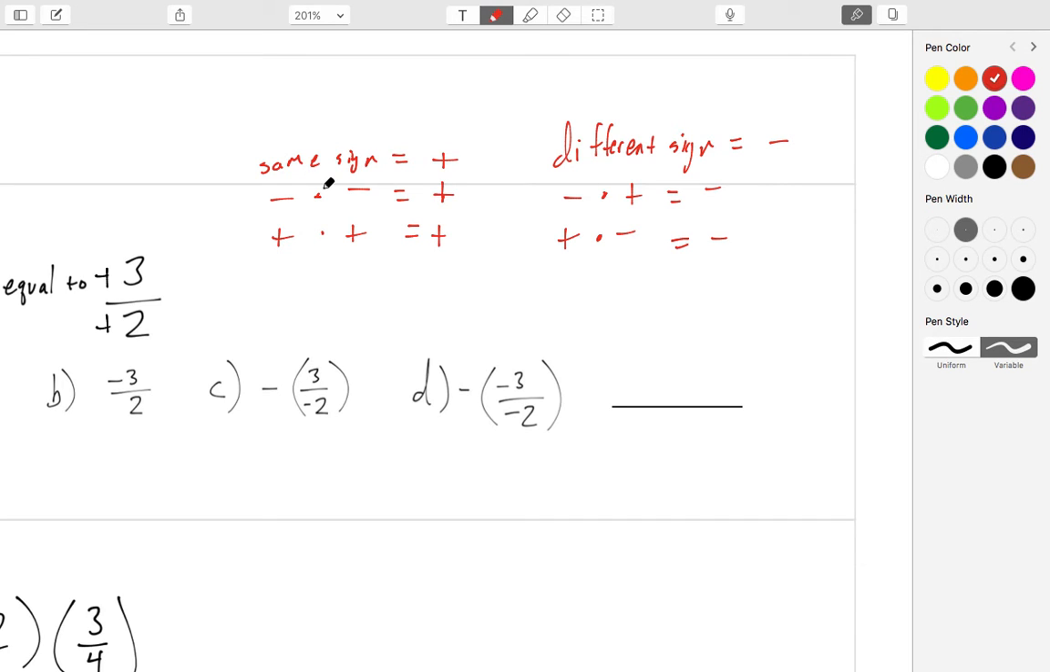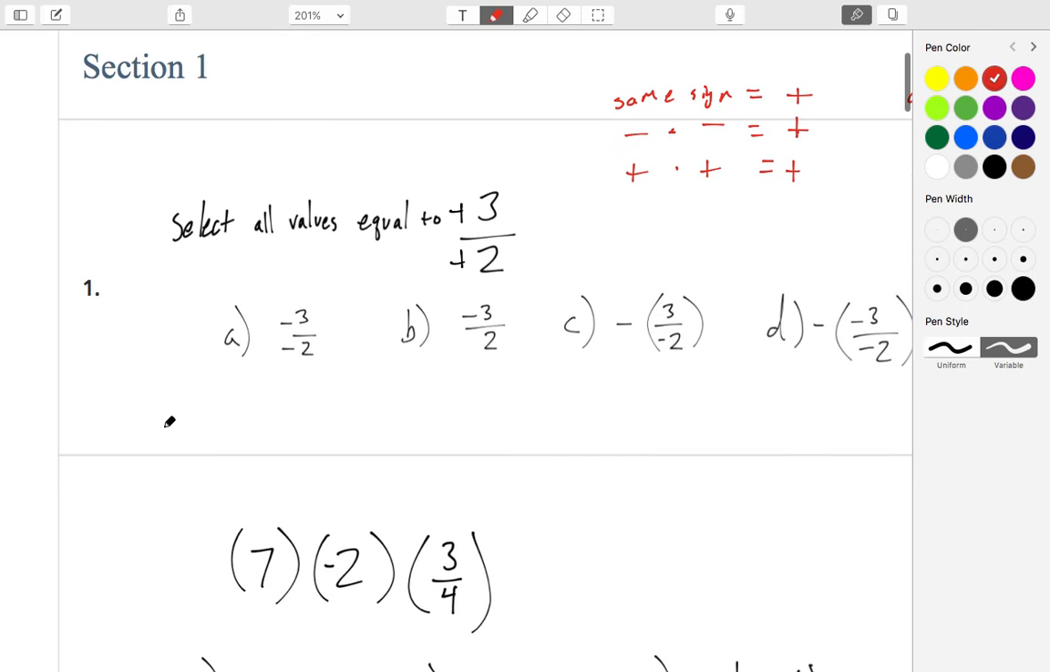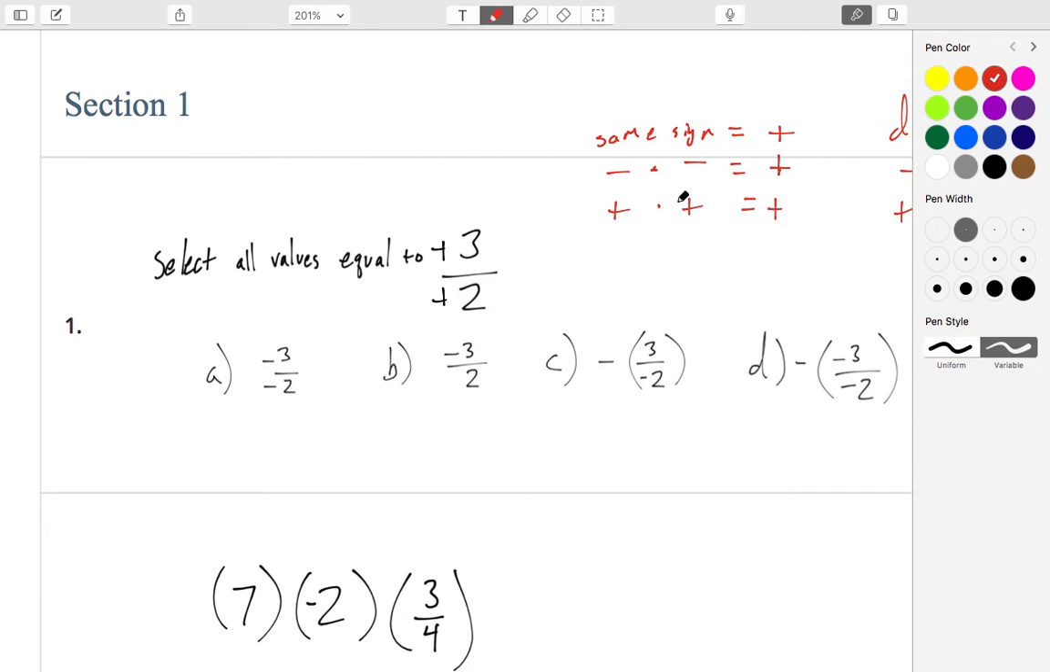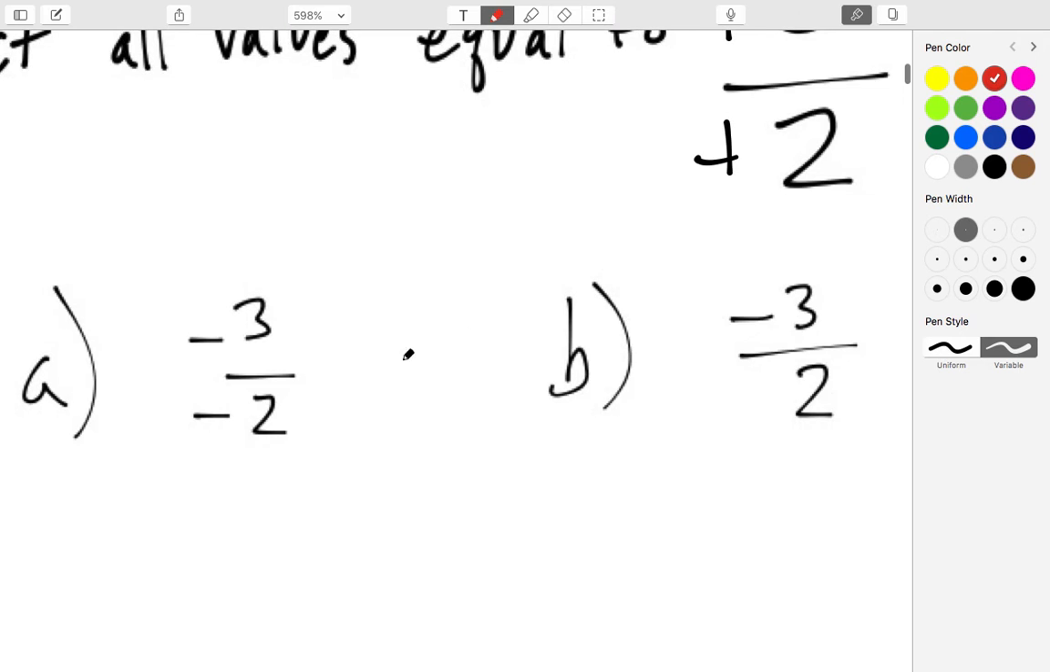Same sign, what is it? Positive. Come on, guys. Same sign, what is it? Positive. Different sign? Negative. You need to know that in order to do the notation over here. And remember that these rules apply to division. So these are your division and multiplication rules. So what is a negative divided by a negative? Positive. So this is 3 over 2.